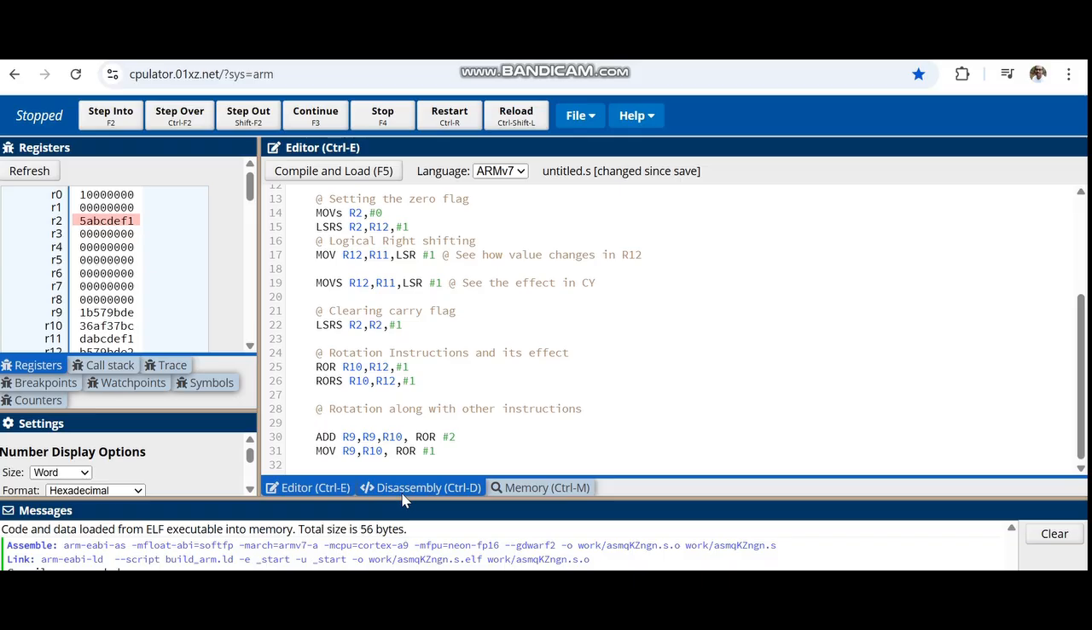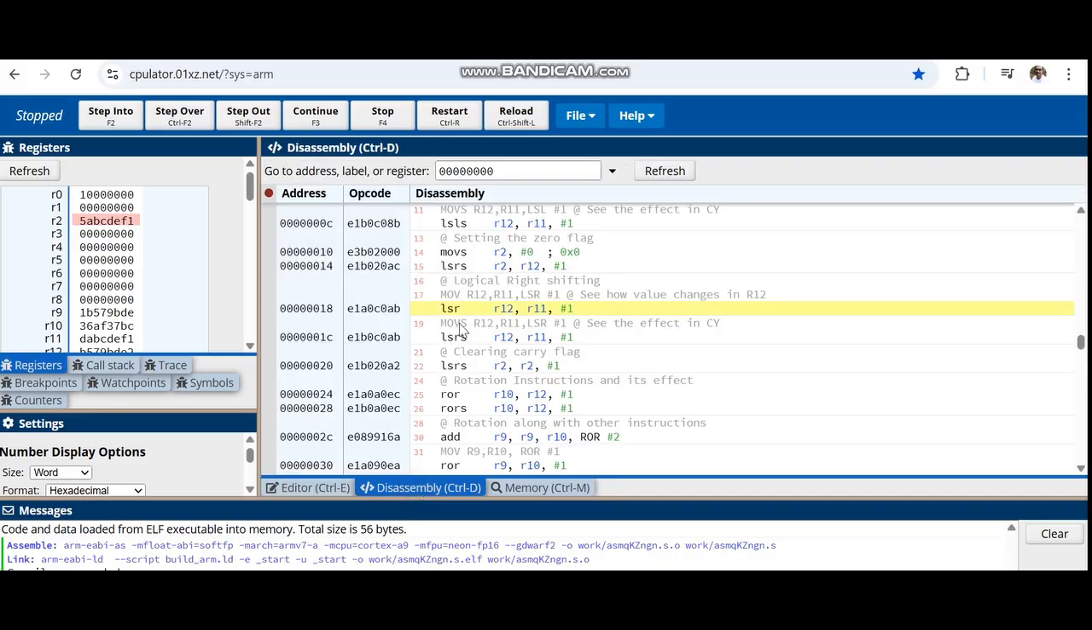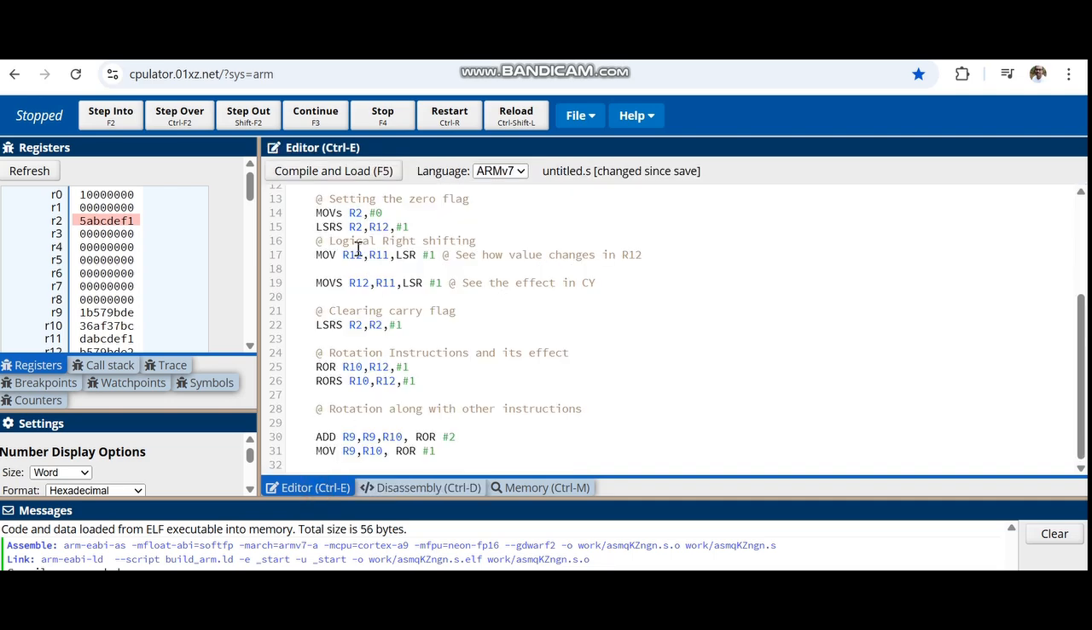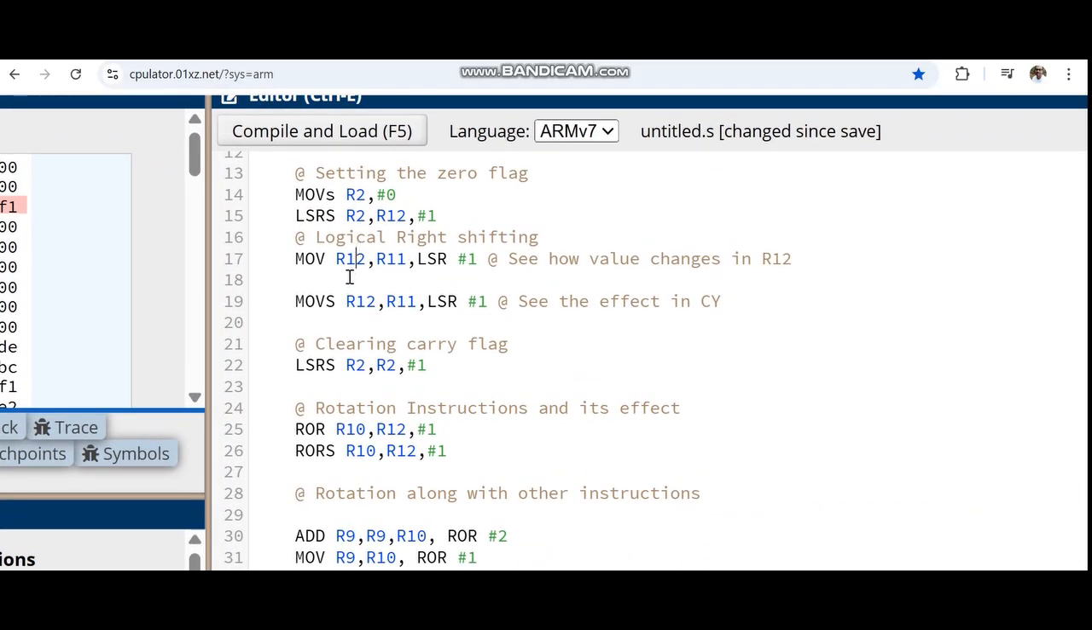The next command corresponds to move R12, R11, so let us see. So it is move R12, R11, LSR #1, which corresponds to logical shift right. So what exactly happens in this? R11 will be logical shifted right by 1 bit and R12 will be loaded with that value. Here the only difference is this will affect the flags. So all the flags will be affected and see the effect, in the carry and 0 flag.